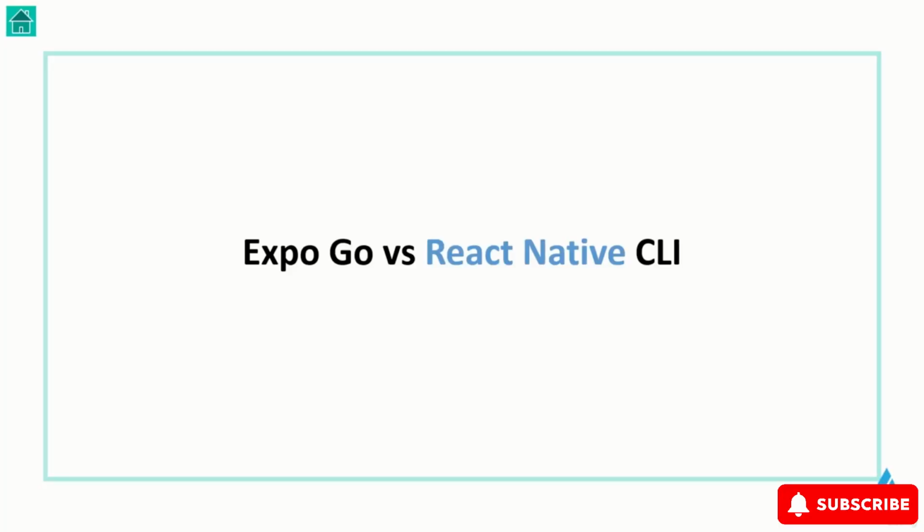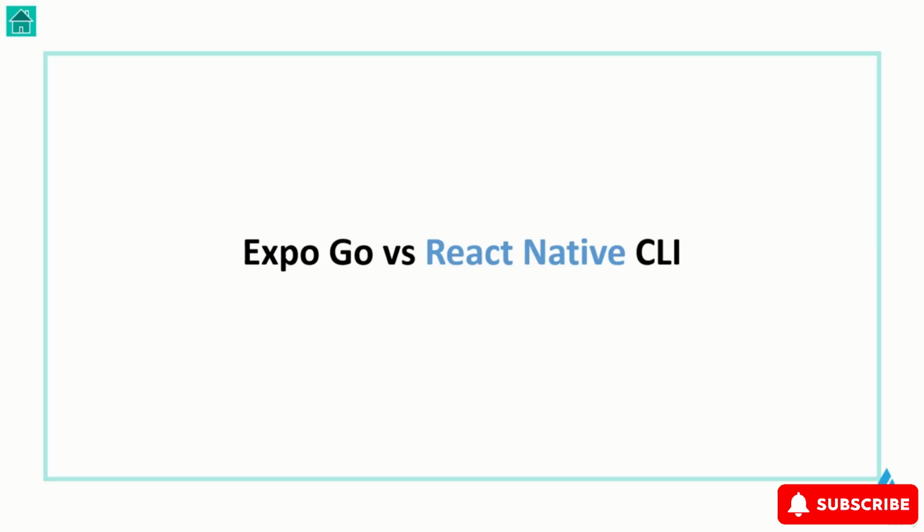Hello and welcome to this new lecture on Expo CLI and React Native. Expo CLI and React Native CLI are both command line interfaces that are used to develop React Native applications. However, there are some key differences between the two.